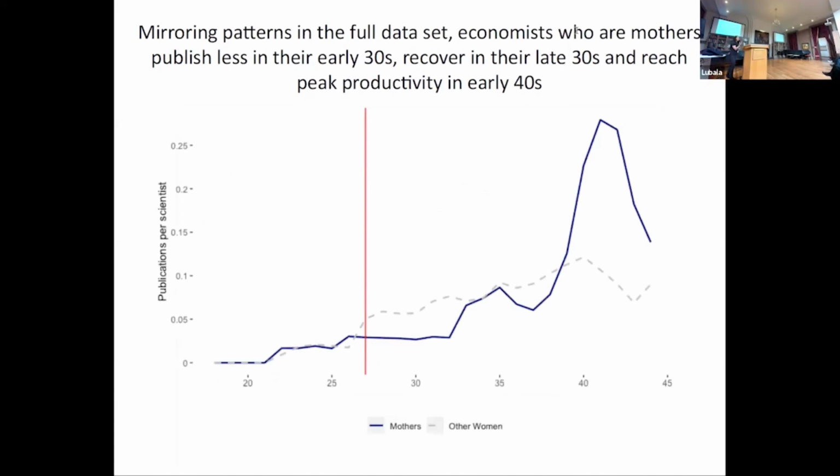Now I'm going to show you again the data that we have for economists. For economists, you see the same pattern. Mothers look like other women until they get married, and then when they get married, they start falling behind. And then this is something I think is really striking, which is what we also see in the overall data, and which kind of motivated us to do the study. Mothers have this weird productivity uptick in their 40s, and they stay productive way longer than other people.